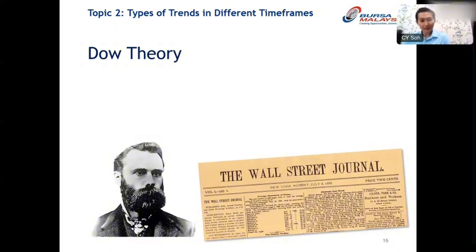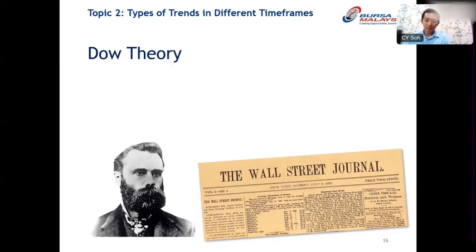In fact, for all technical analysis practitioners, you must know Dow theory, because it is the earliest theory that sets the foundation in technical analysis. So if you use technical analysis but don't understand Dow theory, I strongly suggest you read up a little bit about what Dow theory is, so that it enhances your understanding of technical analysis.